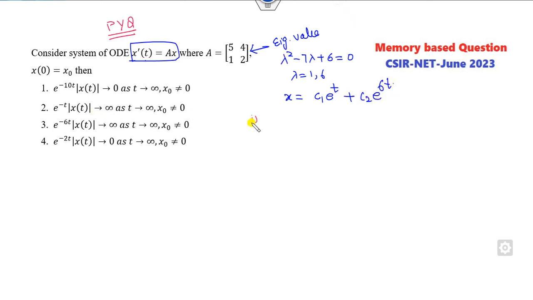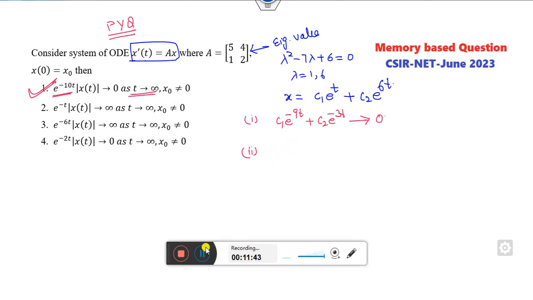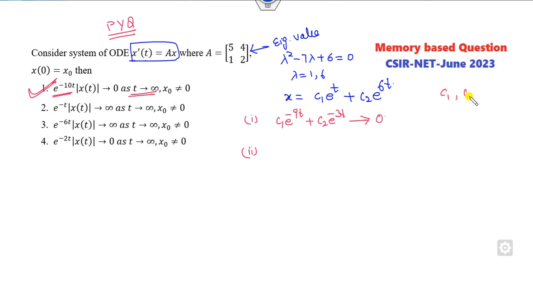Now look at the first option. When you multiply with e raised to power minus 10t, so as t approaches infinity, this goes to 0, which is the correct option. Look at the second option. When you multiply this by e raised to power, you can also see that whatever the values of C1 and C2, it will always go to 0, because C1 and C2 must be finite numbers. Either it's 0 or any finite number. If it is 0, then again it goes to 0.